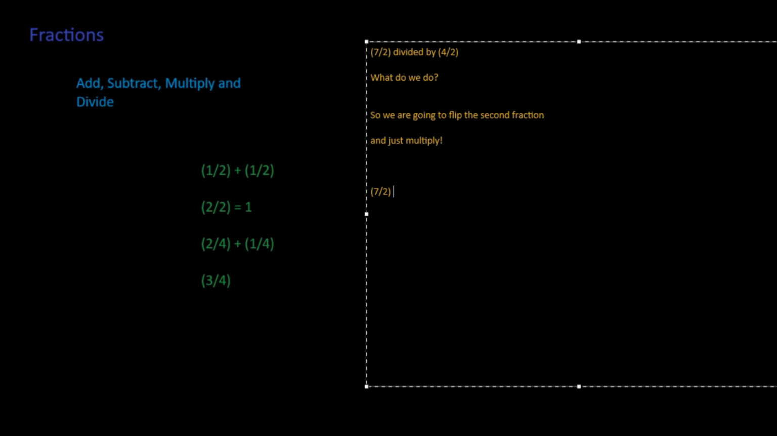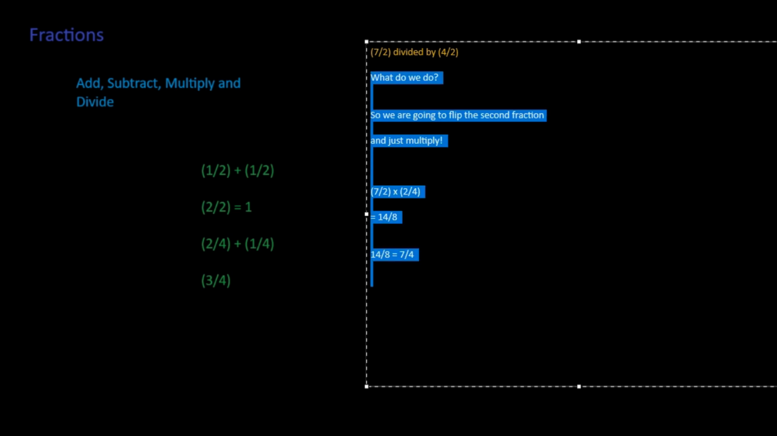So we'll say 7 divided by 2 stays the same. And then we're going to multiply by the flipped fraction, 4 divided by 2 becomes 2/4. And then we'll say 7 times 2 is equal to 14, and 4 times 2 is equal to 8. So our answer is 14 divided by 8, and this can be simplified to 7 divided by 4. So let's try one more example.